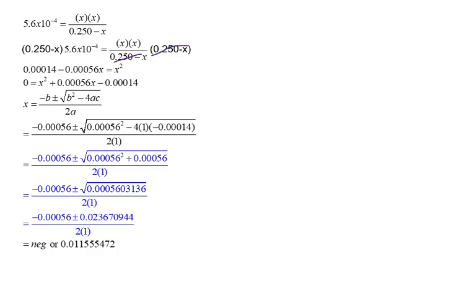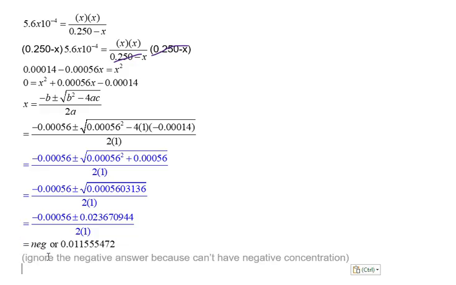Right, so we can ignore that negative answer, as I mentioned, because we can't have negative concentration. But then we end up with our other answer, which is our x, which is our ion concentrations. So rounding that, if we look at our original numbers, the 5.6 only had 2 sig figs, so we're going to round that to 2 sig figs. Don't forget to put units, right?